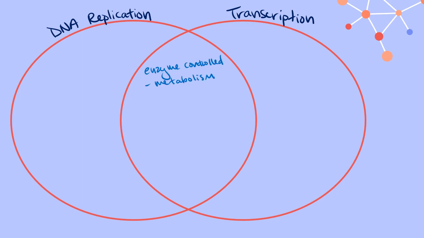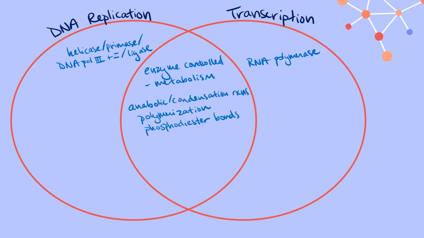Both are enzyme controlled, and that makes these both processes involved in metabolism. Of course, in DNA replication, we've got so many enzymes: helicase, primase, DNA polymerase 3 and 1, and ligase, whereas in transcription, we have that one big, beautiful enzyme complex, RNA polymerase. Both are anabolic and involve condensation reactions. We have the formation of polymers through polymerization reactions, and then phosphodiester bonds hold together the monomers of those polymers. However, the polymer in transcription is messenger RNA, whereas the polymer in DNA replication is, of course, DNA.